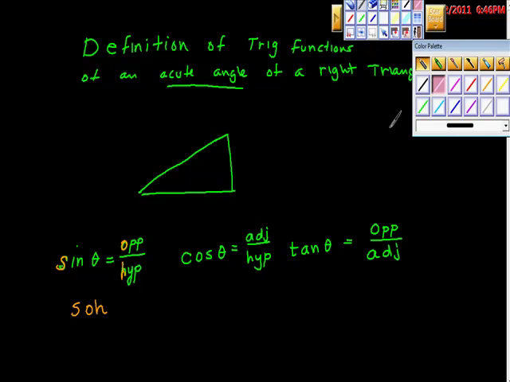And when we want to memorize what the cosine ratio is, we say, well, cosine is adjacent over hypotenuse. So it's C-A-H. And lastly, we have tan. And tan is opposite over adjacent. So the mnemonic device has always been SOHCAHTOA.